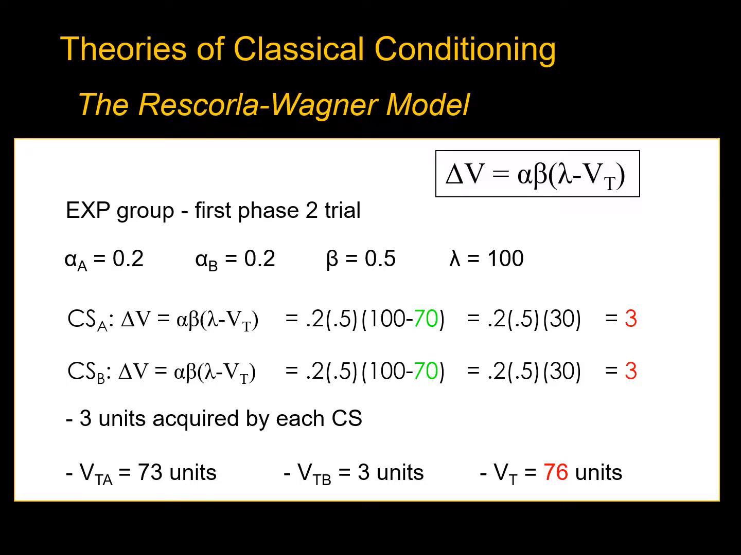So just in case this is mysterious, this is my little invented shorthand. I can't do a subscript here for various reasons. But the amount of associative strength acquired by CSA is 73 units, and the amount acquired by CSB is 3 units, for a total of 76 that's been used up.